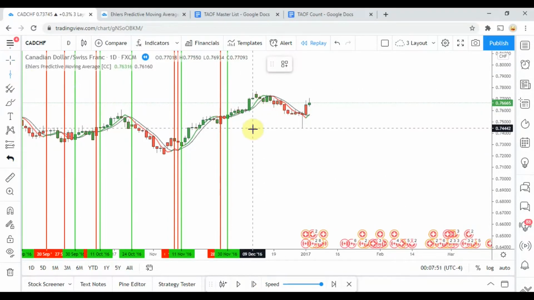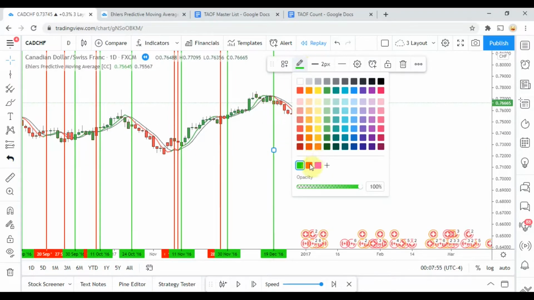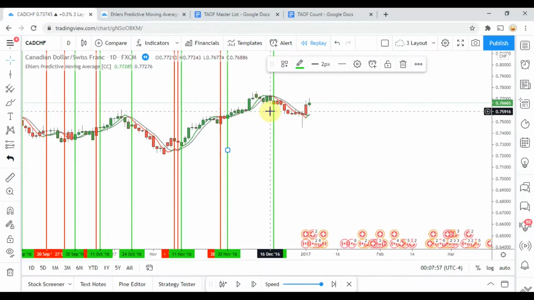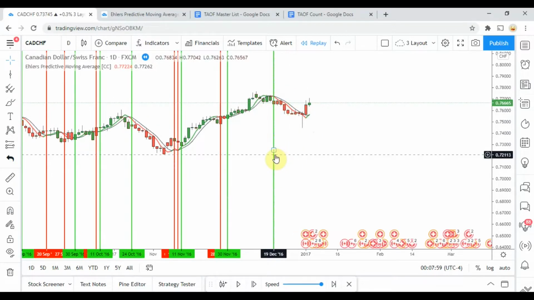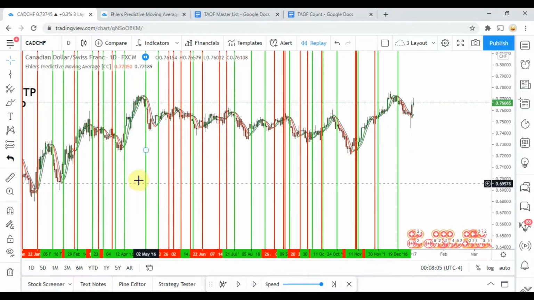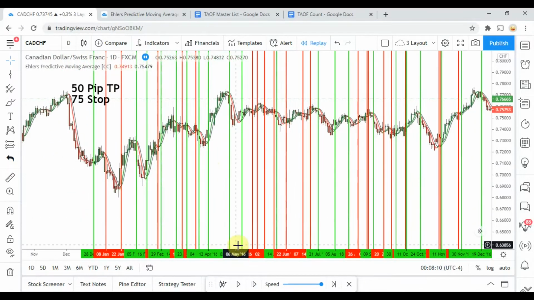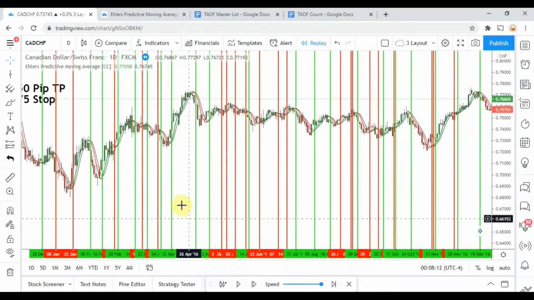I'm not even sure if there's a couple at this point. Pretty sure that we have that short right there. That one definitely would have gotten to take profit. And yeah, that actually puts us at the end of the year right there. So there we go. Quite a few signals, to say the least.